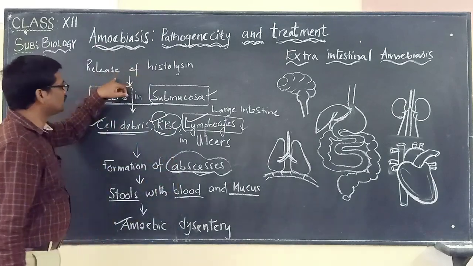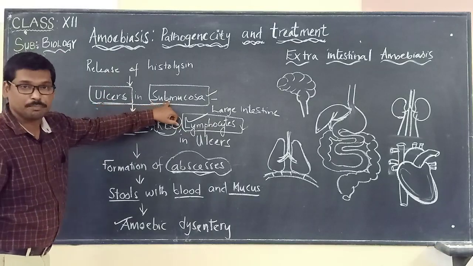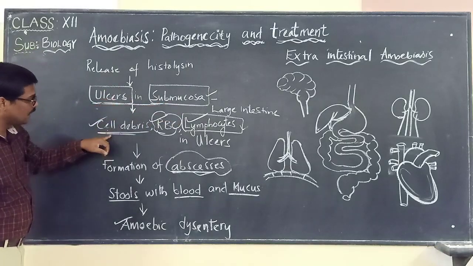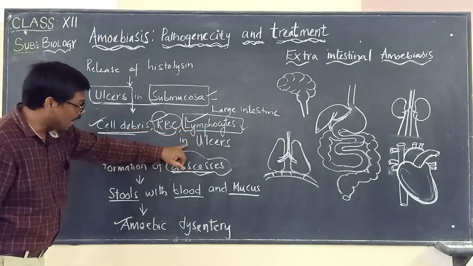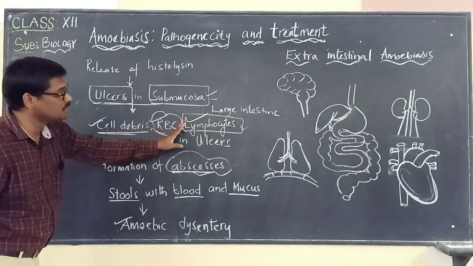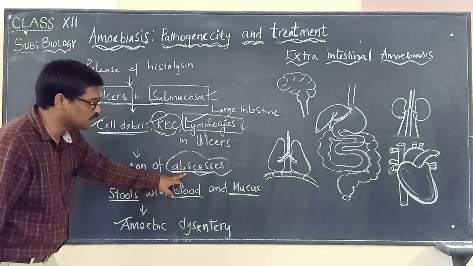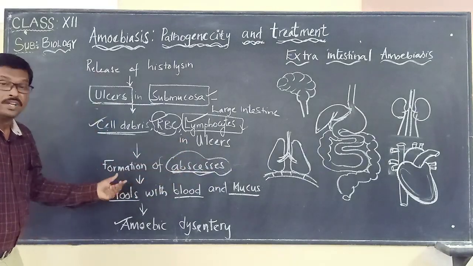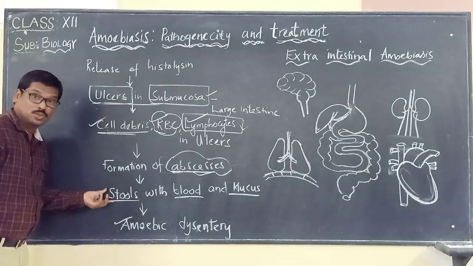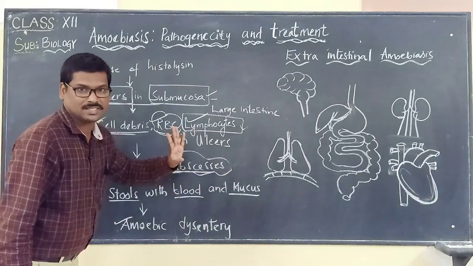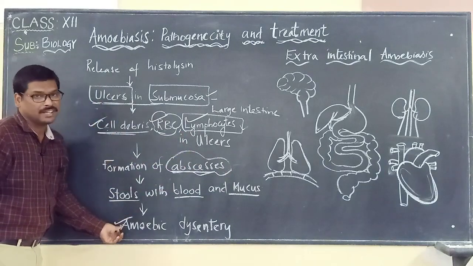So we are saying here that release of histolysine causes what? Ulcers in the submucosa, and because of that there will be cell debris, RBCs and lymphocytes in the ulcers, and because of these it causes what? Formation of abscesses, means what? Pus. And now that particular individual will pass stools with what? Blood and mucus, which indicates that the person is suffering with amoebic dysentery.